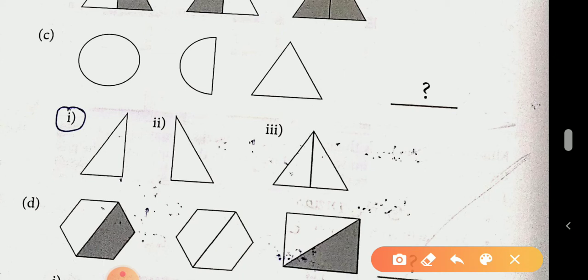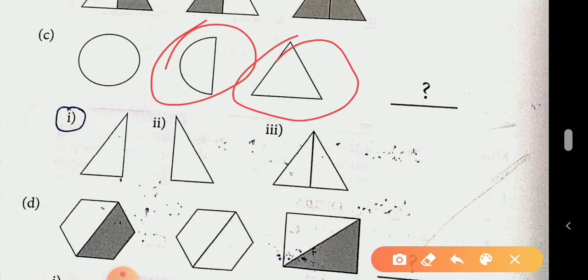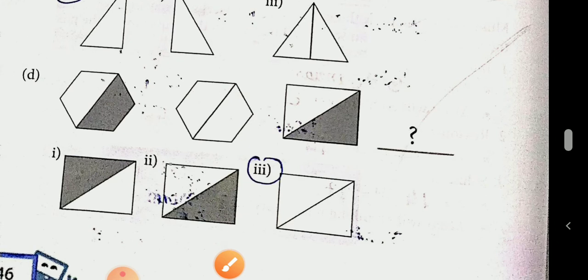You just solve this problem by yourself. First one is circle, second one is half circle, third one is triangle. So which one will come next? Half triangle. Okay, so you write this. Now the third.